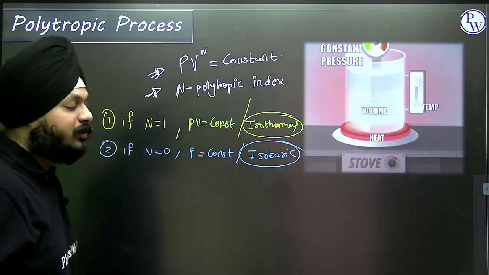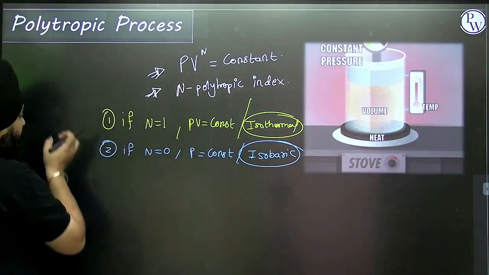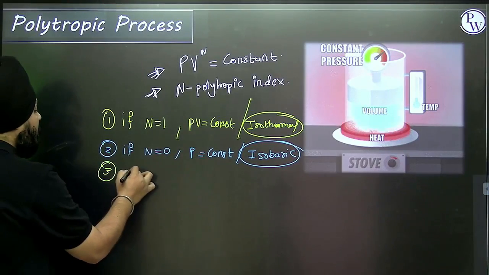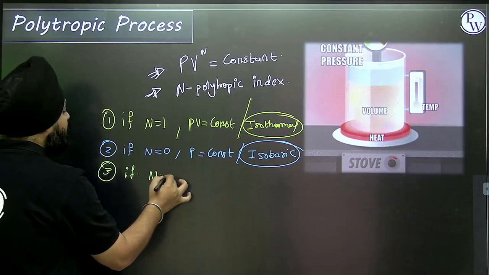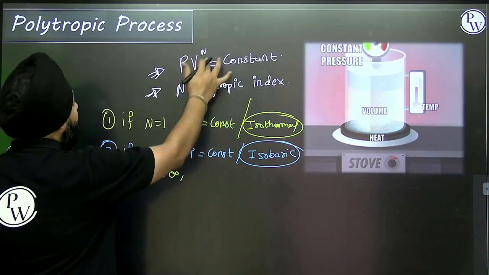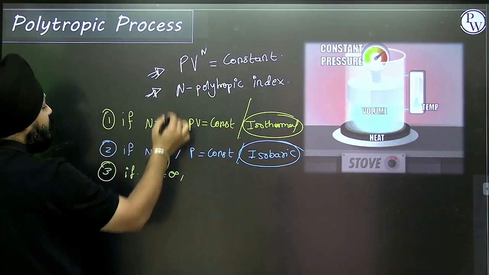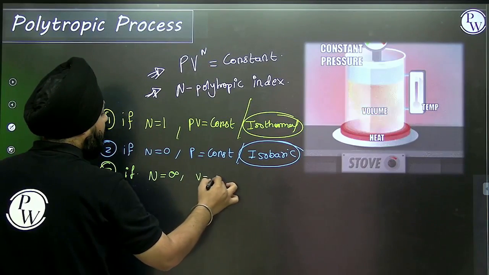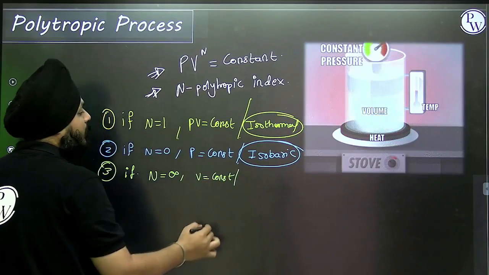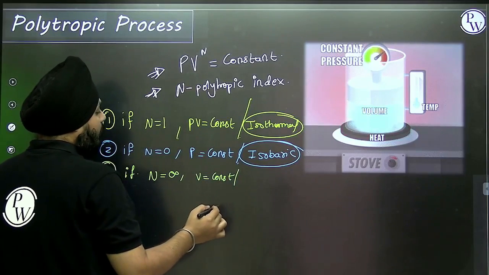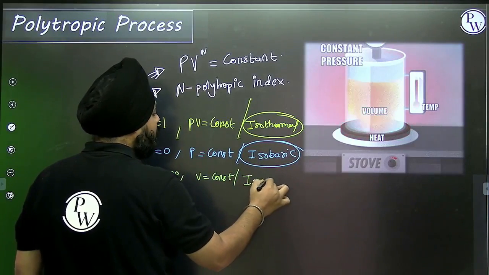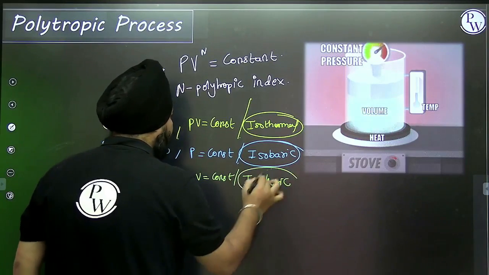Isobaric process. The third case, right? Okay, the third one: suppose if the N value changes to 0, then this part will be... if the N value changes to infinity, then this part will be 0. It means, okay, and this will be the isochoric process, right? This will be the isochoric process.